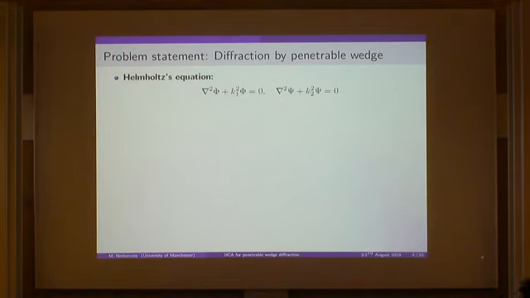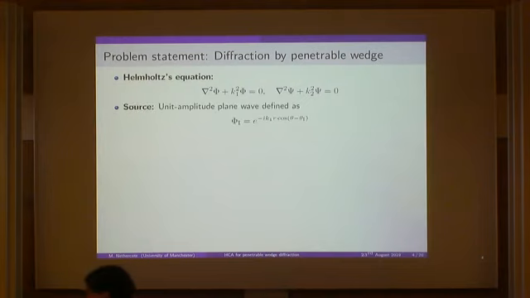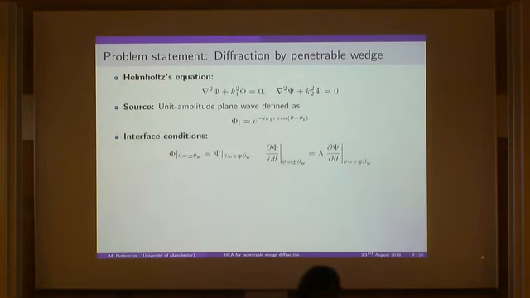So now to state the problem. Both total wave fields satisfy Helmholtz's equation. The plane wave source takes this form, and the total wave fields are connected at the wedge faces by these interface conditions. It is here where the contrast parameter comes into play. Now physically, in an acoustic setting, these interface conditions could represent the continuity of pressure and the continuity of the velocity normal to the wedge faces, whereas in an electromagnetic setting, they would represent the continuity of electromagnetic field components tangential to the wedge edge.